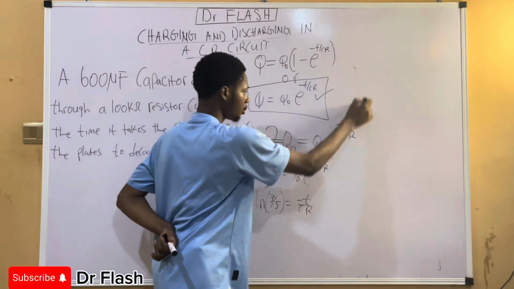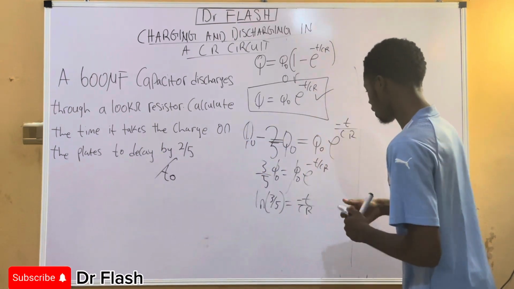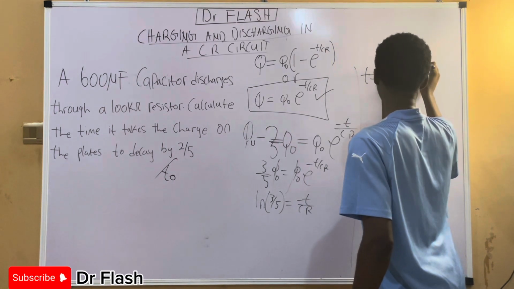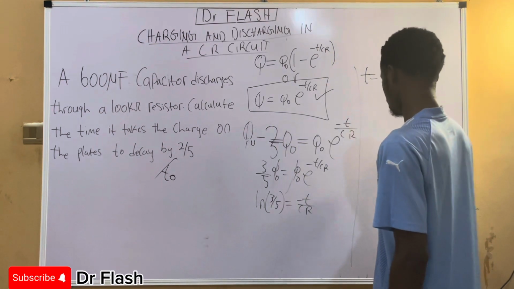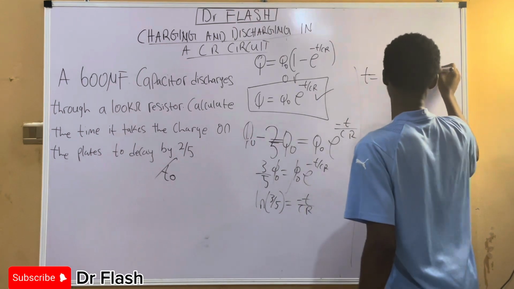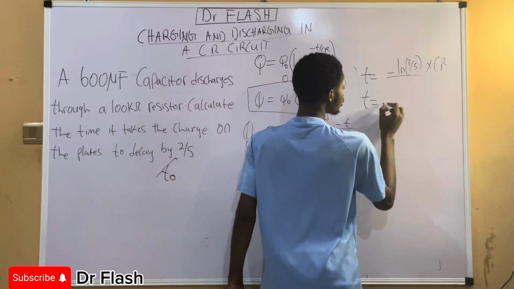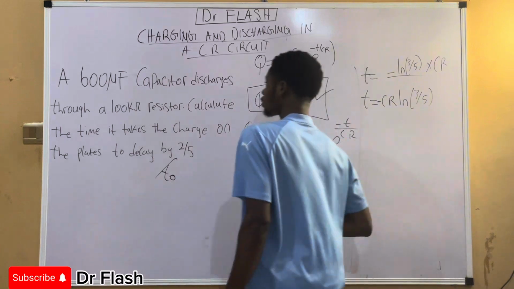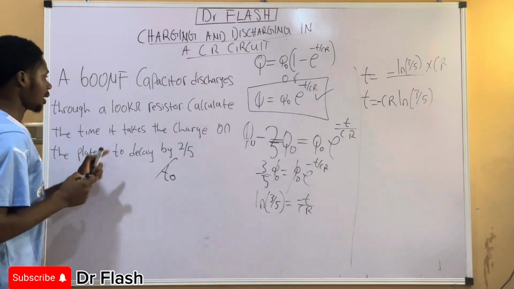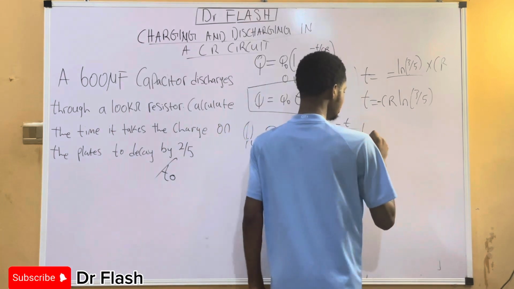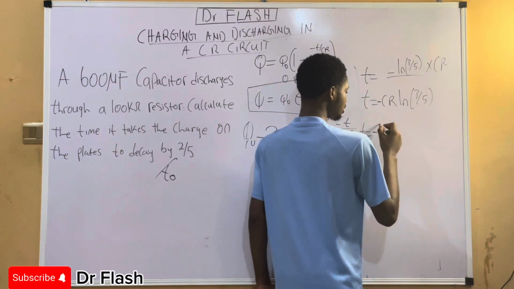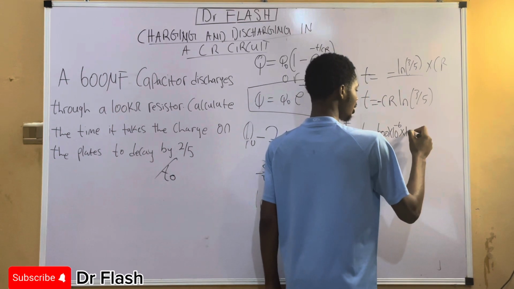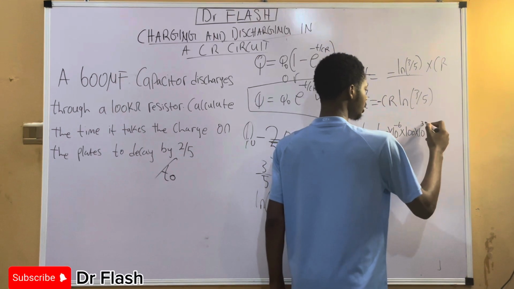We want to make T the subject of the formula. Now, when we make T the subject of the formula, we are going to get T is then equal to minus ln 3/5 multiplied by CR. So it means T is then going to equal minus CR ln 3/5. Now you are given the value of C in the question as 600 microfarad and R as 100 kilo ohm. So T is going to be equal to minus C, which is 600 microfarad times 10 to the power of minus 6, times R, which is 100 kilo ohm, so 100 times 10 to the power of 3, then ln of 3/5.